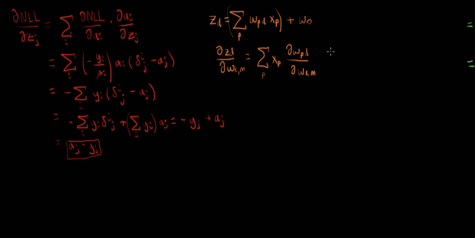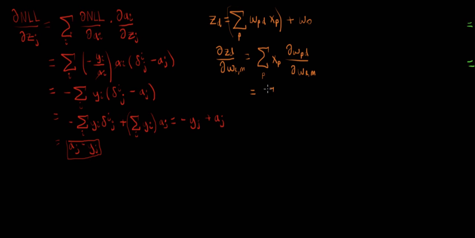Okay, so how do we simplify this? Each of the weights are independent components. So this is very similar to the thing we had here, where we were taking something like dZj with respect to dZi, and this turned into a Kronecker delta. The difference is that in this case we have two indices, so both indices have to be equal. So this derivative is only non-zero if P equals L and D equals M.